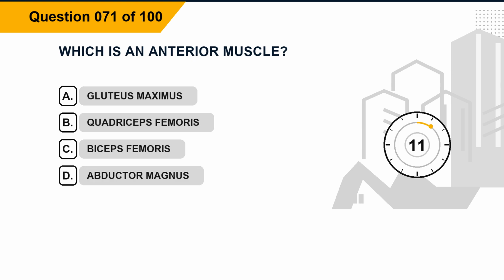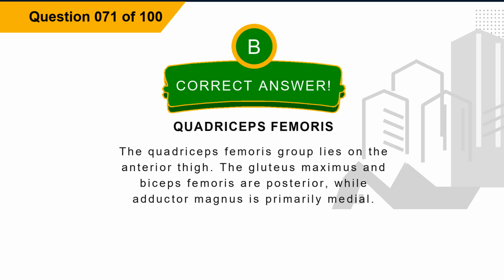Question 71. Which is an anterior muscle? Option A, gluteus maximus. Option B, quadriceps femoris. Option C, biceps femoris. Option D, abductor magnus. The correct answer is option B, quadriceps femoris. Explanation: the quadriceps femoris group lies on the anterior thigh. The gluteus maximus and biceps femoris are posterior, while abductor magnus is primarily medial.